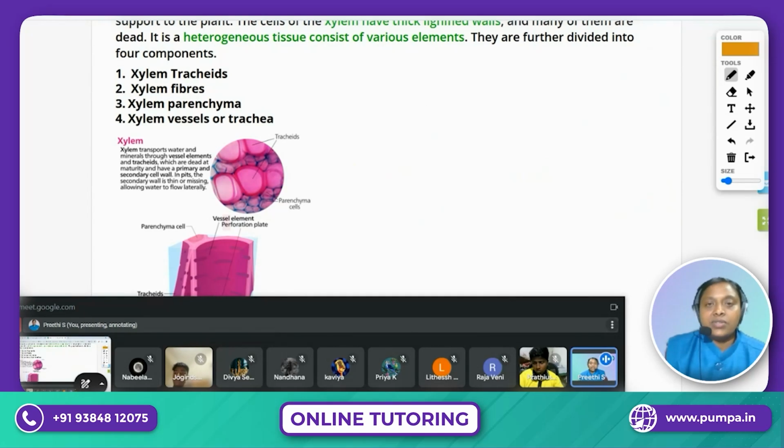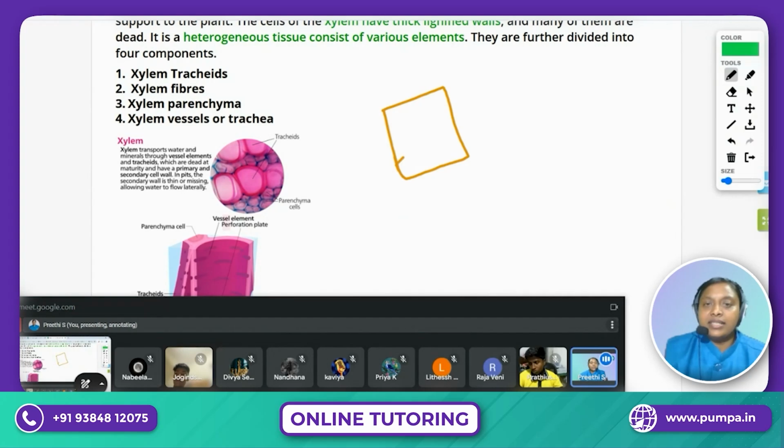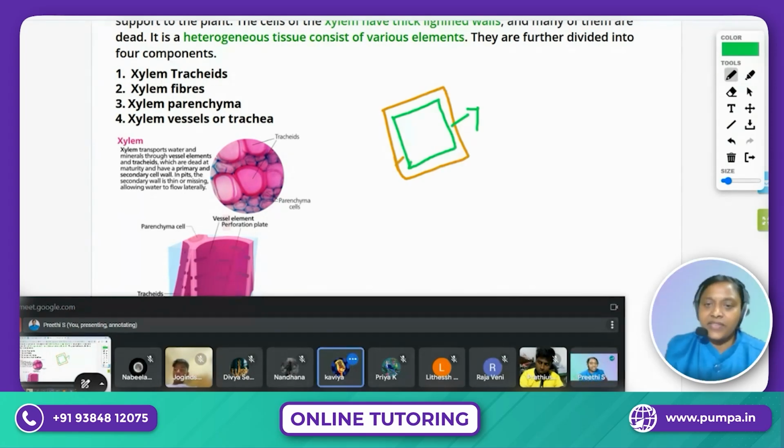What is the difference? We will see. Just imagine this is a plant cell. What is the outermost part of the plant cell? Is that a cell wall or a cytoplasm? I want each one of your answers. Is that a cell wall? Yes, everyone.